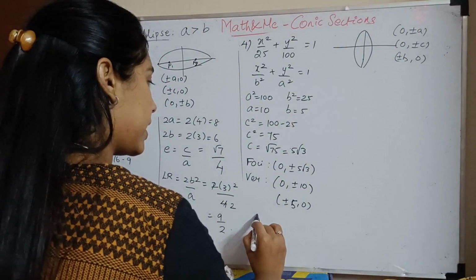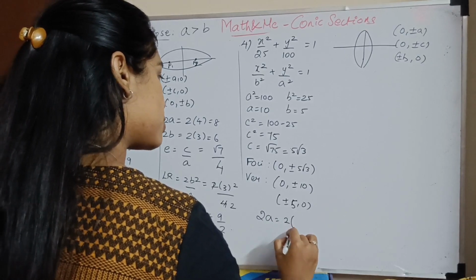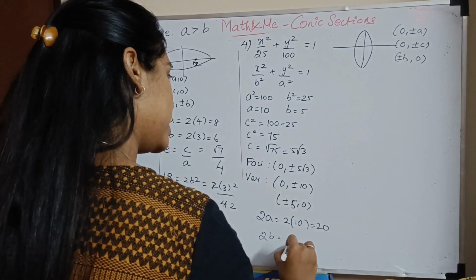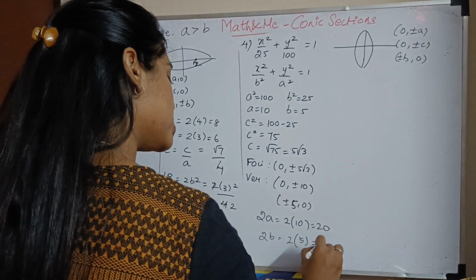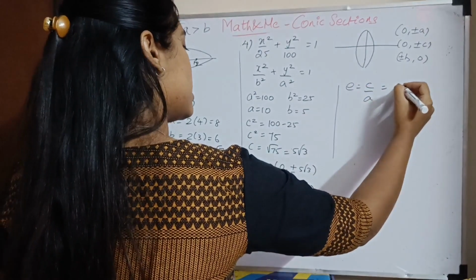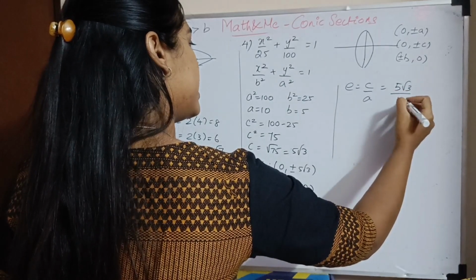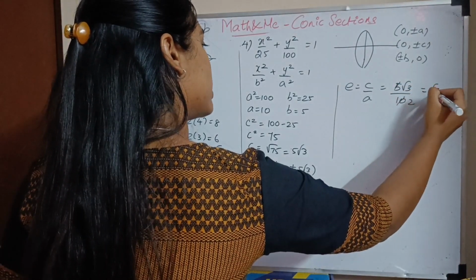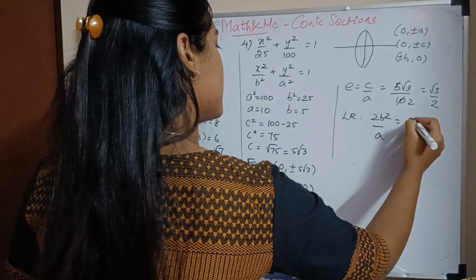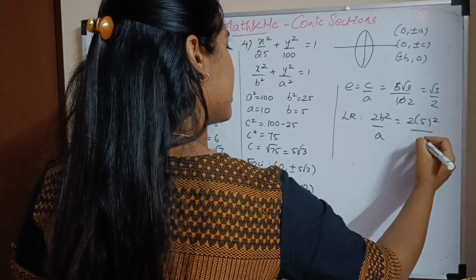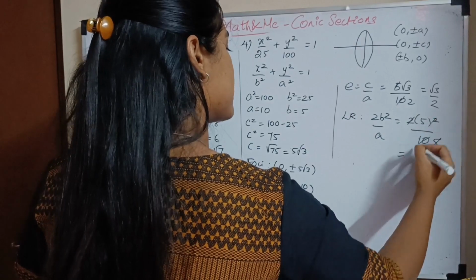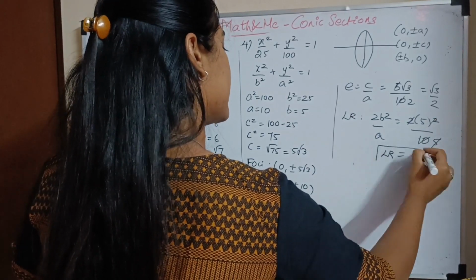Okay. Then my length of the major axis is 2a, which is 2 times 10, 20. Length of the minor axis is 2b, which is 2 times 5, which is 10. Eccentricity equals c by a, which is 5 root 3 divided by 10. So this gets cancelled. Root 3 by 2. Length of the latus rectum is 2b square divided by a, which is 2 times 5 square divided by 10. So this goes off and one of the 5's goes off. So my length of the latus rectum is 5. Okay.